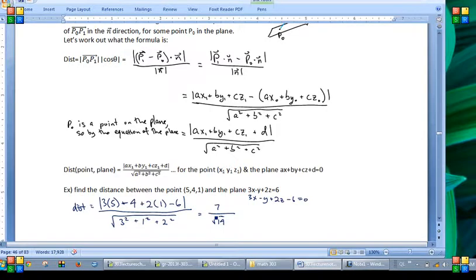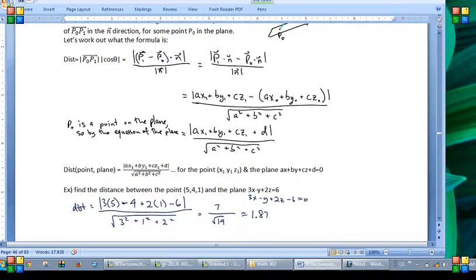And that's the answer. So the derivation is geometrically interesting, but it gives you a simple formula that's very easy to use. That's about 1.87. So that's the distance between a point and a plane.